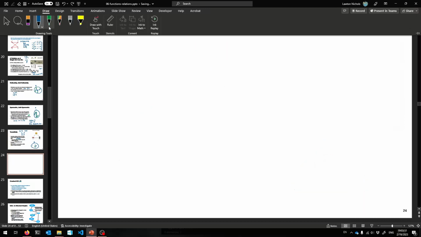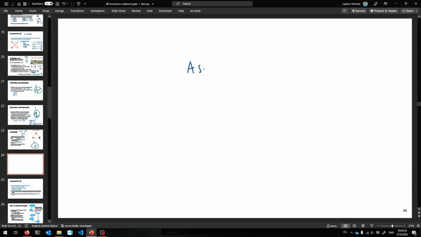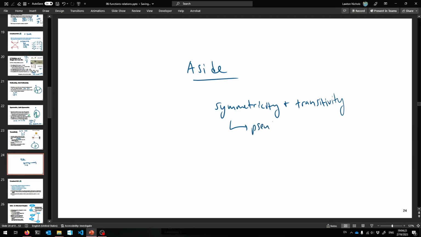Just as a quick aside to all of this, if you know that your relation is symmetric, so you have symmetricity, and you also know that your relation is transitive, you have transitivity, if you have both of those together, you have a sense of reflexivity as well. It's not complete reflexivity. Let me just call it a pseudo-reflexivity. In a sense, having symmetricity and transitivity kind of gives you reflexivity for most of your elements in your domain.